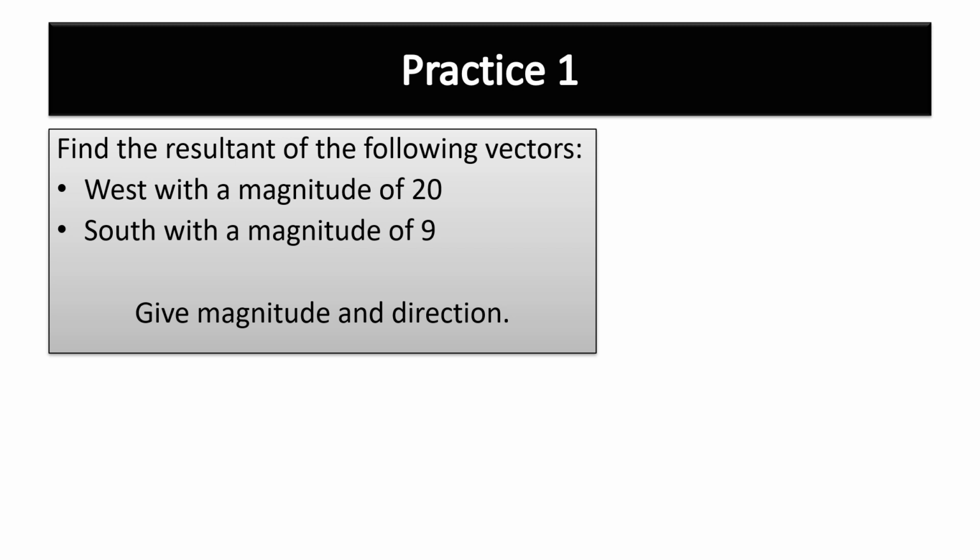It says find the resultant of the following vectors. West, so that means left, with a magnitude of 20. So we're going west, 20. And we're going south, 9. So the resultant should go to the west and down south. What is the magnitude? What is the direction?